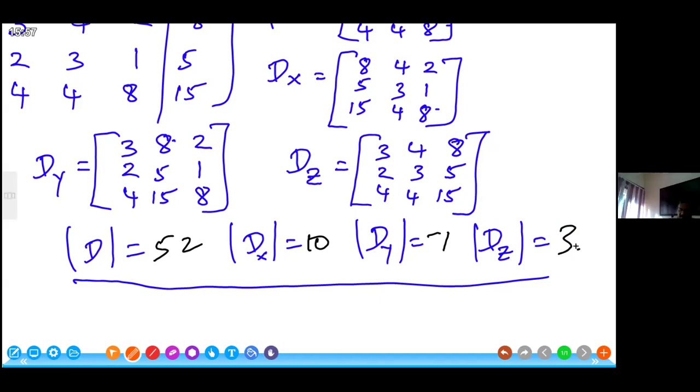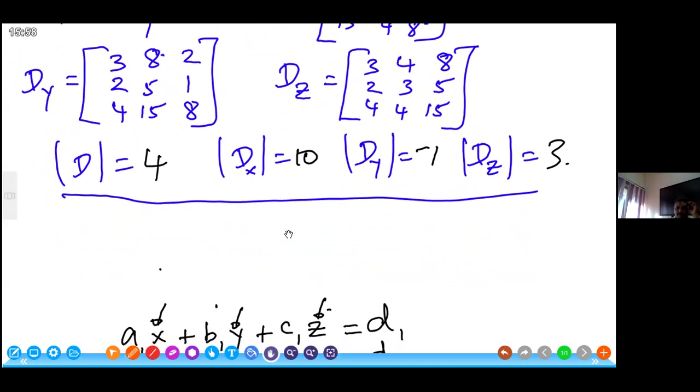Once again, determinant D is 4, not 52. You see how different the values are. Now it's right, sir. How sure are you that this is correct? I found dx over d, replaced it in the equation and checked, and it is correct. Yes, sir, that's right. Okay, we believe you.